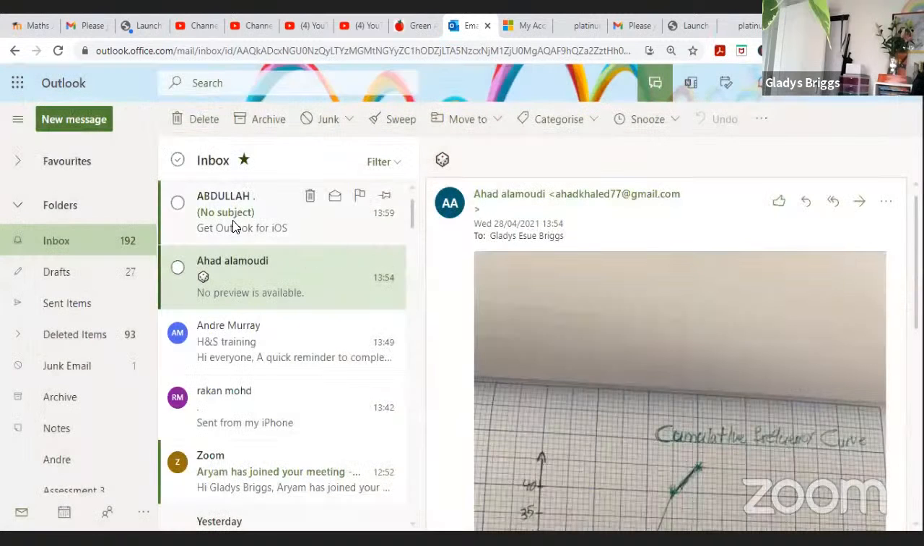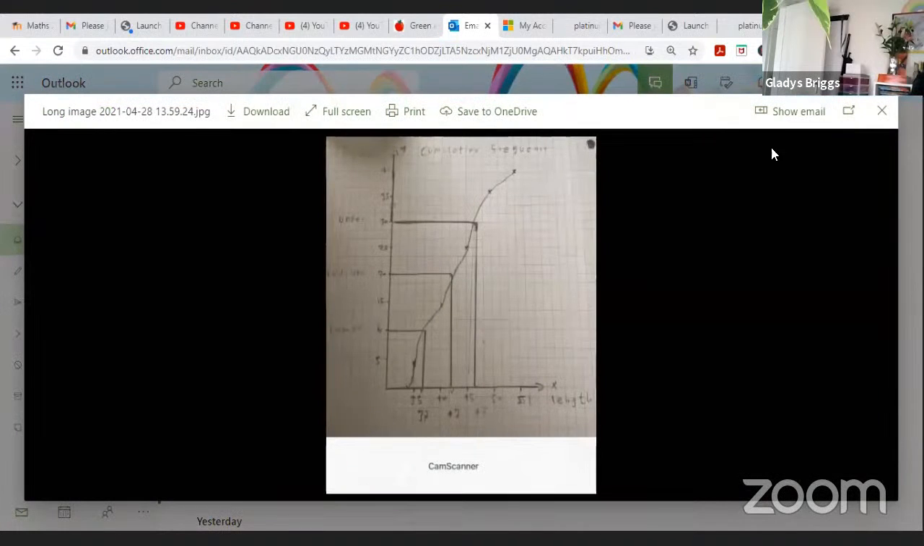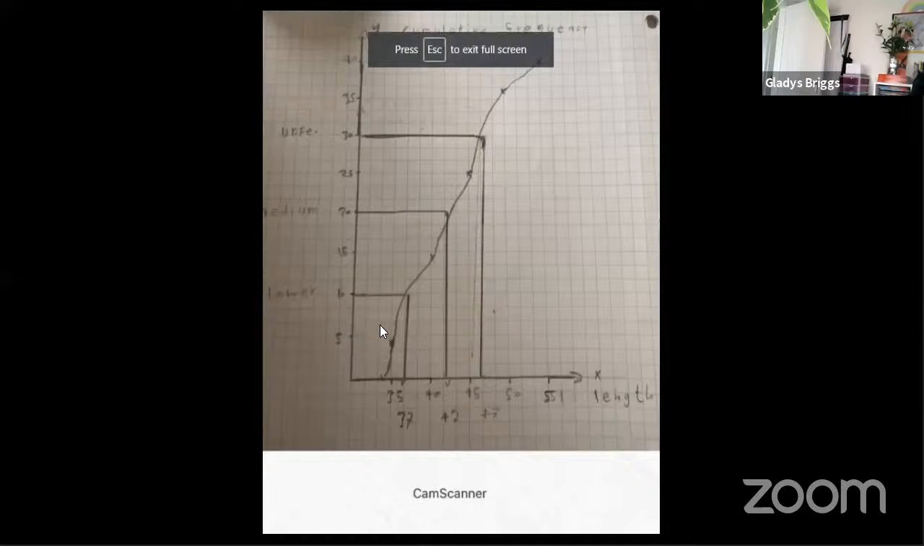Somebody sent me something now. Abdullah, this is yours. Now you sent me something. Oh, it's open, so I can, yeah. Full screen. Well done. So you haven't used graph paper, so yours might not be as accurate as other people's.